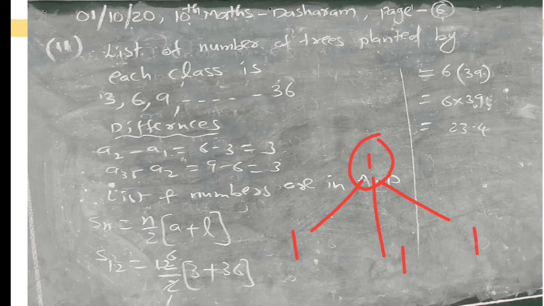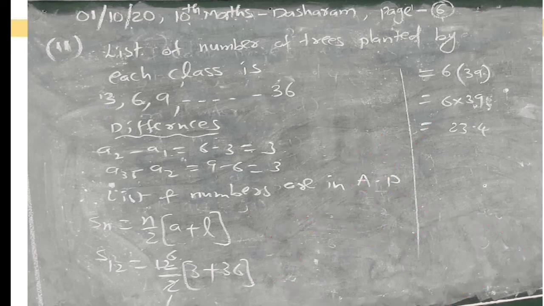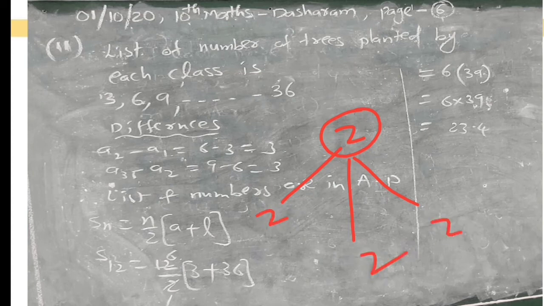So total how many trees planted by the first class? Total 3 trees planted by the first class. Okay, next is second class. Second class how many sections? Same 3 sections. How many trees going to plant by each section? 2 trees because they are studying second class.